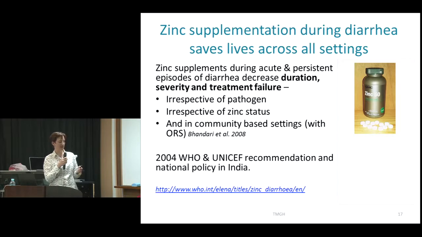And now one of the big discoveries and interventions has been that giving zinc during acute and persistent diarrhea decreases the duration, severity, and risk of treatment failure. And this is irrespective of what's causing the diarrhea, irrespective of the zinc status of the child, and it also works within a community setting. So this was a cluster randomized trial, where they added zinc in with oral rehydration solution and gave it to mothers to manage at home and showed that it improved outcomes.